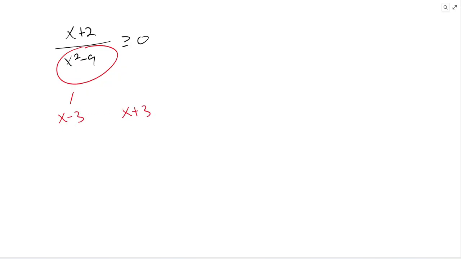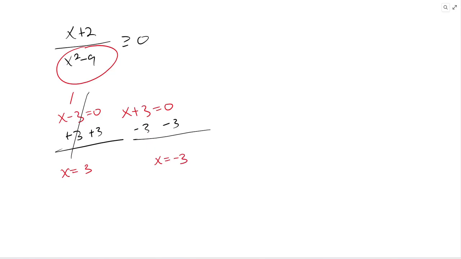What you're going to do is you're going to solve both of those, set them equal to 0, and you're going to solve. So here we're going to add 3 on both sides, and then over here we're going to subtract 3 on both sides. Okay, when we do that, that's going to cancel, and we're going to get x is equal to 3, and then over here we're going to get x is equal to -3, right?